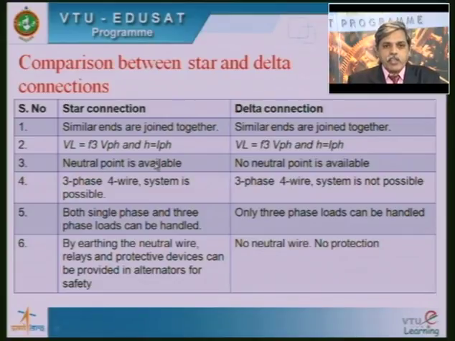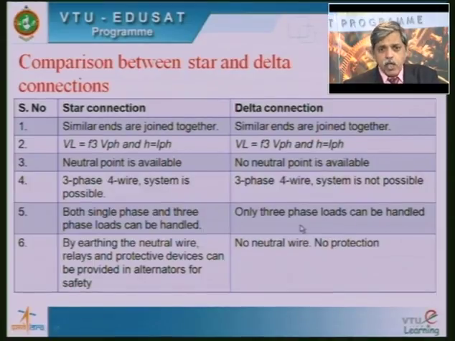Neutral point is available in star connection, but no neutral point is available in the case of delta connection. A 3 phase 4 wire system is possible because there is a common point, and in the delta connection it is not possible as there is no common point. Both single phase and 3 phase loads can be handled in the case of star connection. That is possible when you have a 4 wire system. I can connect single phase loads between one phase and the neutral, and between 3 phases I can connect a 3 phase load, whereas here it is not possible because the neutral point is not available. I can supply only 3 phase loads by using delta connection.